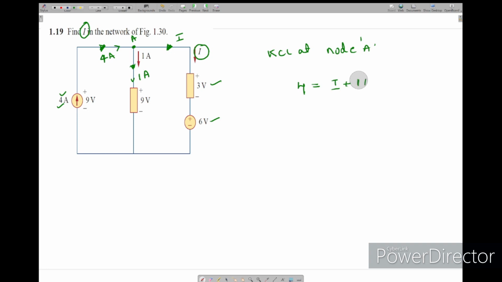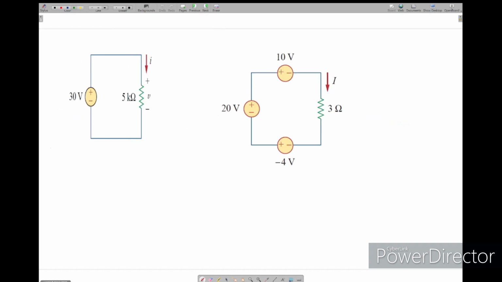This is 1 amp. No need to write. So I equals 4 minus 1, equal to 3 amps. So this is our answer. Simply to find I, you apply the KCL here, and for this one, 1. So we get I equal to 3 amps. This is by KCL, simply found the I.